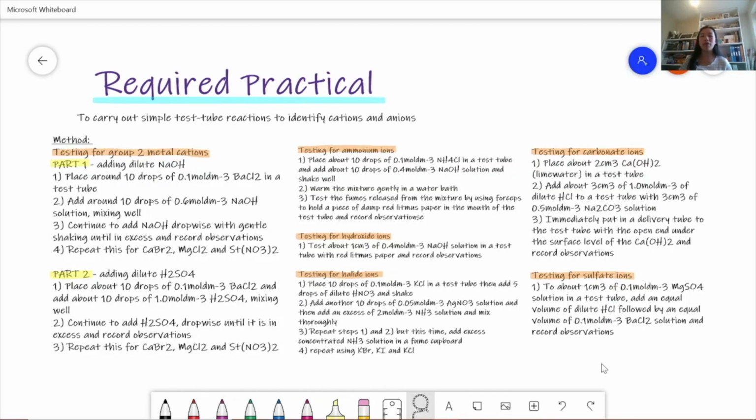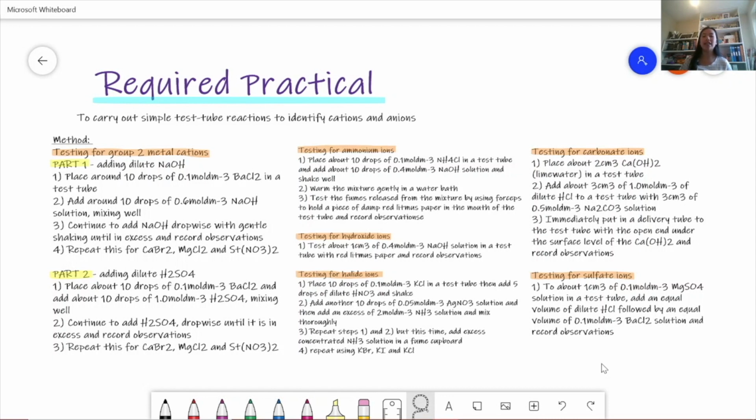We're going to talk about a required practical. The practical is to carry out simple test tube reactions to identify cations and anions. Here is the method, and it's quite long, so feel free to pause the video and read it first. The first thing that we do is test for group 2 metal cations.